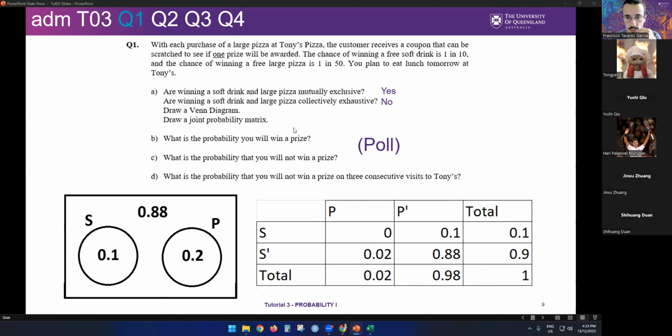Wait, did I show? No. Oh, I think I just showed. Let me see the next one.